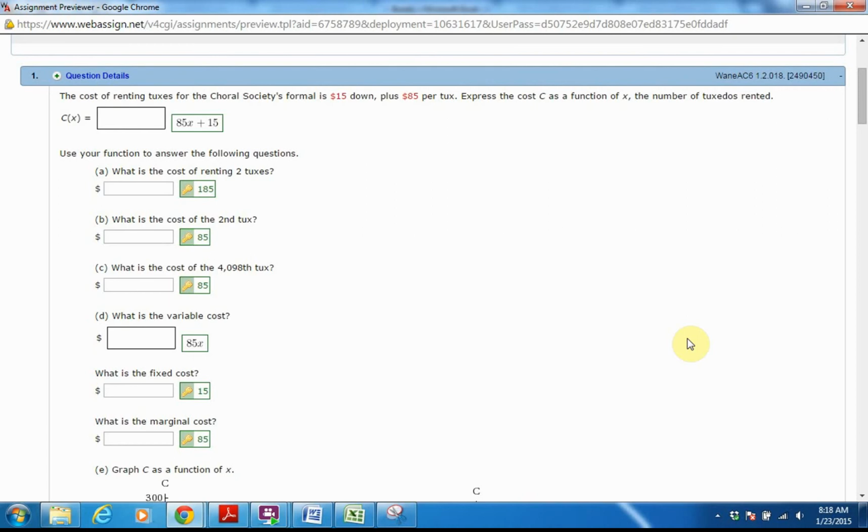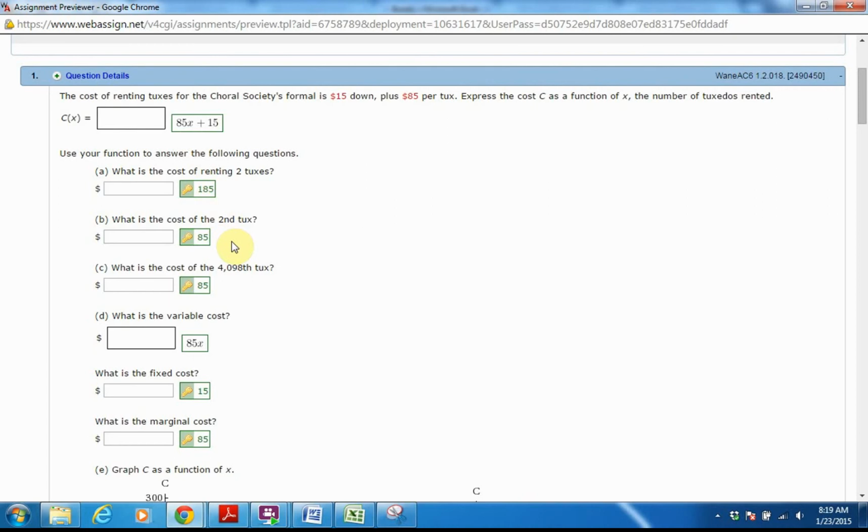This is just a basic formula for cost. We have the fixed cost of $15 and we have the marginal cost or variable cost of $85 per tux. So to write the cost function, if X represents the number of tuxes that we're going to rent, then 85 times X plus that original amount of 15 would be the cost of the Choral Society's purchase of tuxes or renting the tuxes. So what is the cost of renting 2 tuxes?